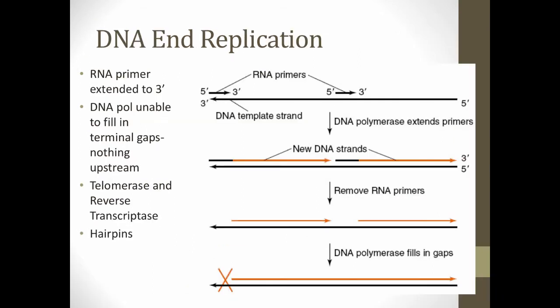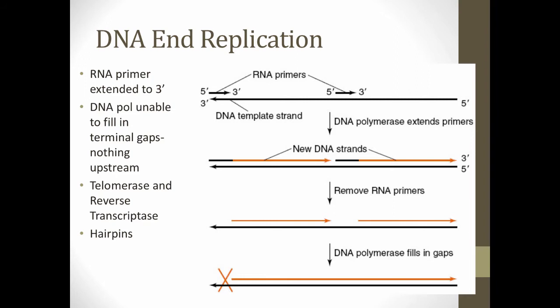Okay, so we've seen how single-stranded DNA gets converted to double-stranded DNA, how that double-stranded DNA then serves as a template for production of mRNAs. Now we're going to look at how these genomes are replicated.